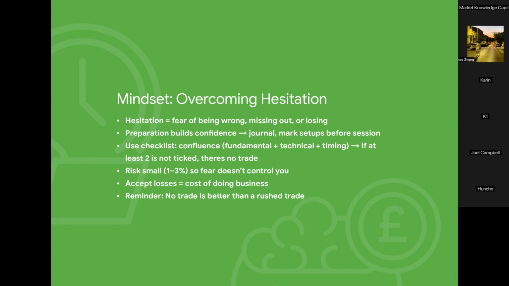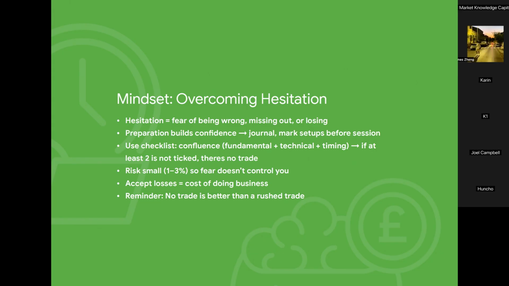And again, always use a checklist. Make sure there's confluence. So make sure your fundamentals, your technicals and timing are aligned with each other. There has to be a minimum of two that have been ticked. If only one is aligned, then don't trade. So if you've got your technical and your timing aligned, great. If your fundamentals and your technicals are aligned, then great. But if it's only your technicals that are there, but your timing isn't there and the fundamental isn't there, then I'd probably say, trade it very, very carefully.